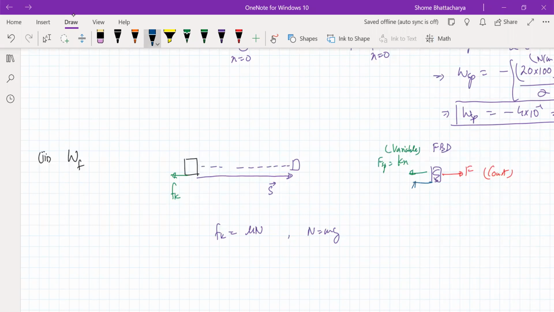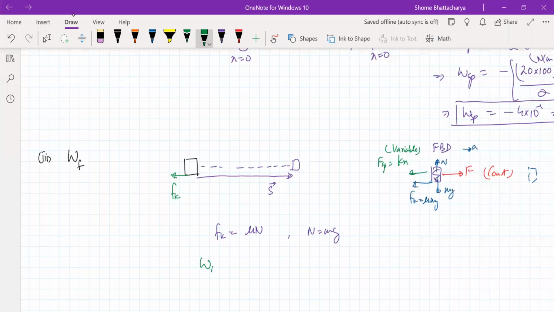Friction, that will be mu mg in magnitude, the weight mg, and normal reaction. And that's why the block has an acceleration in this direction initially, because F dominates over spring force and friction, and that's why it displaces like this. But anyway, here we are not interested in the acceleration, we are interested in the work done.